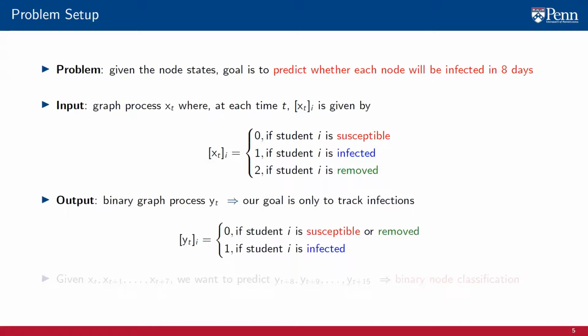We are only interested in tracking the infected students. Therefore, we want to predict a graph process yt, where the ith element of yt, corresponding to the ith student, is a binary label with value 1 if the student is infected and 0 otherwise. Given xt through xt plus 7, we want to predict yt plus 8 through yt plus 15. Since yt of i is a binary label for each student, this problem reduces to a binary node classification problem.